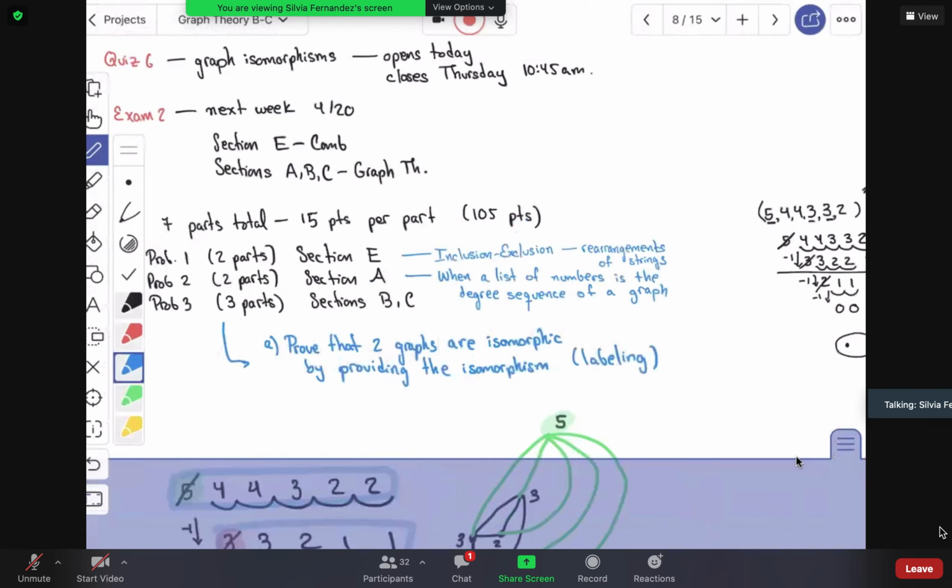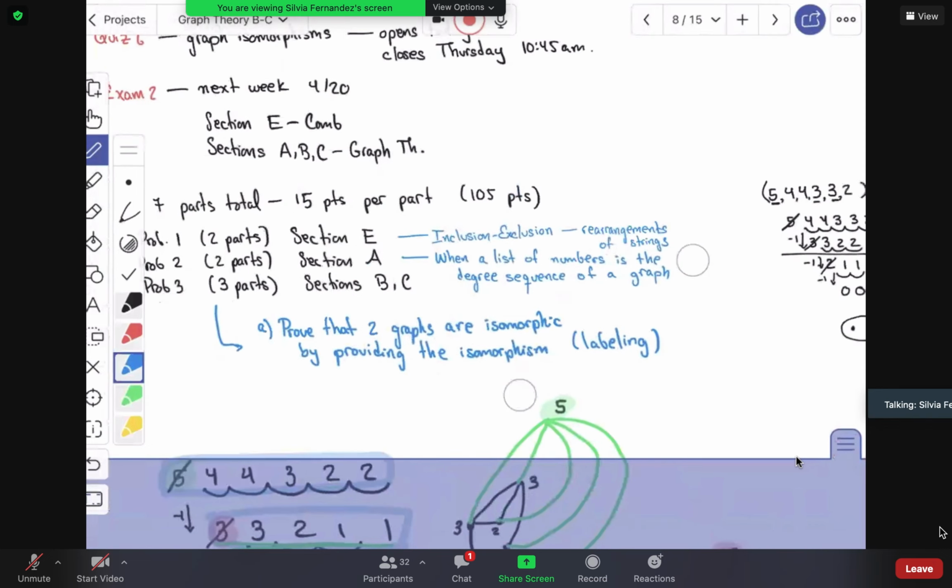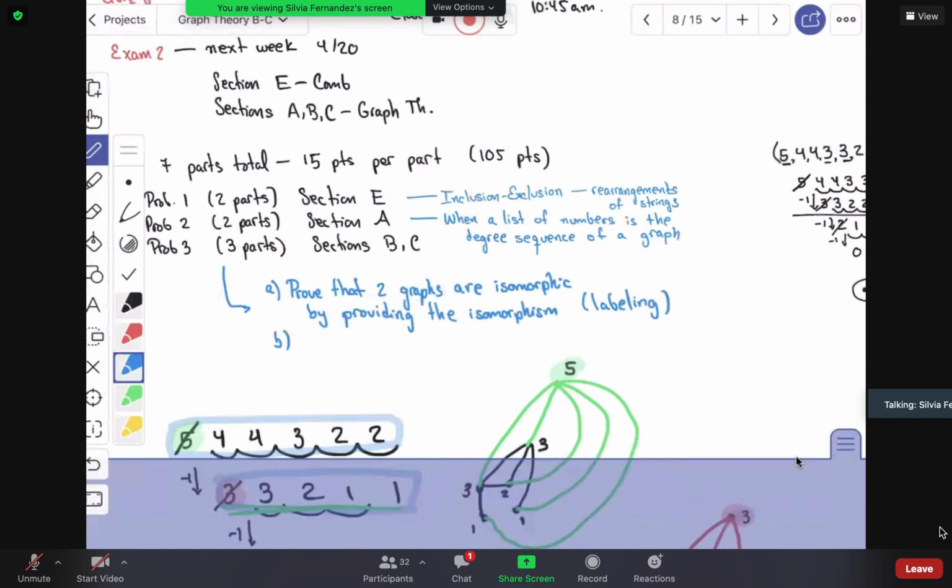And as I explained last time, I actually give you labels for the first graph, and you have to decide which vertex on the other graph gets which of those exact labels, all right? For the second part and the third part, I'm giving you graphs that are not isomorphic.